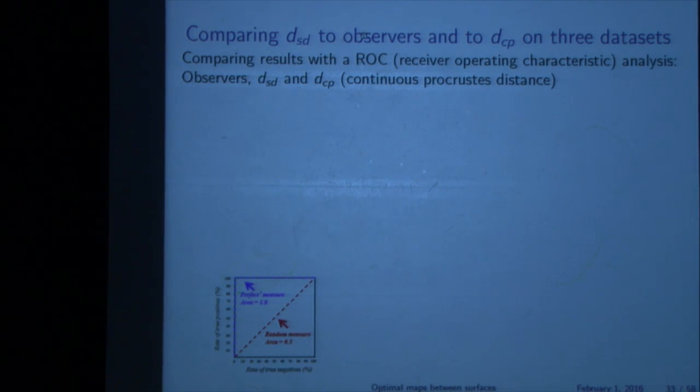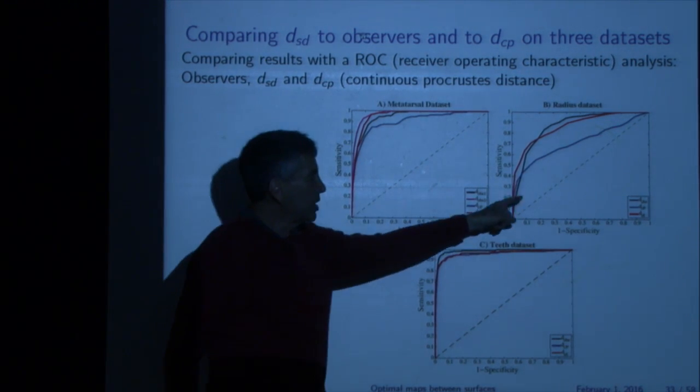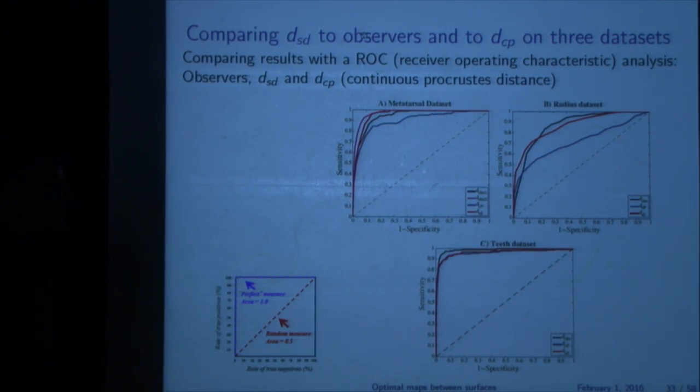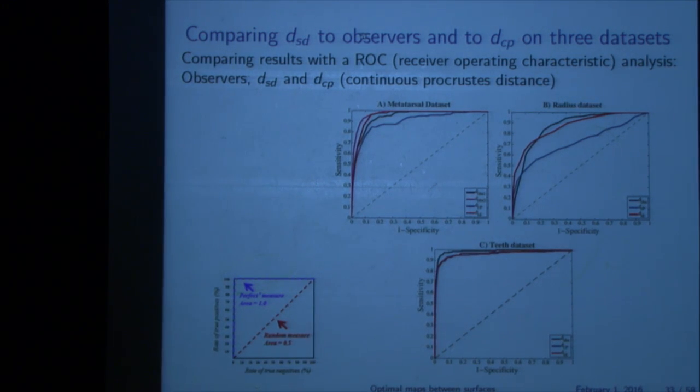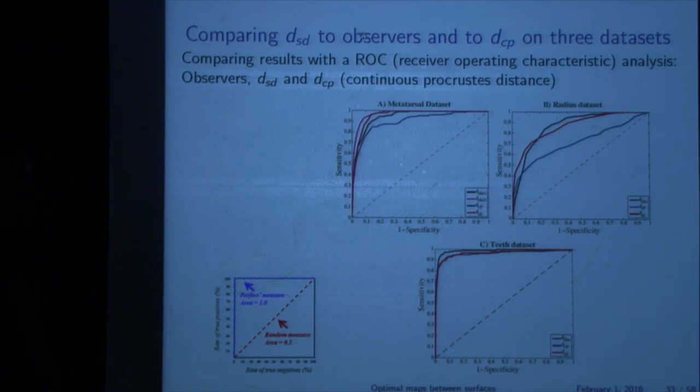The number that you get is the area. The more area that you have under your curve, the better your method is for predicting this clustering based on distance. So you see here 4 different methods that are being compared on 3 data sets. The toe bone is the metatarsal up here. The radius is the arm bone at the end of the outside of your arm. And this is some teeth data set. I'll show you some pictures of those in a minute.